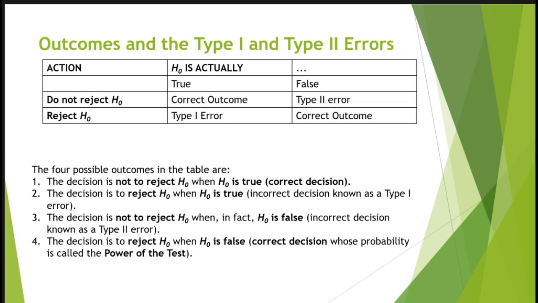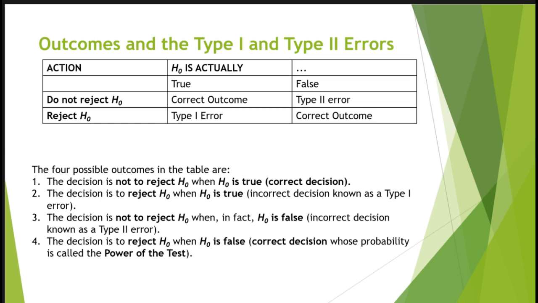true. So this would be a correct decision. Then the decision could also be to reject the null hypothesis when the null hypothesis is true, and this would be an incorrect decision, and that's a type 1 error. Then we could have the decision is not to reject the null hypothesis when in fact the null hypothesis is false. So this is an incorrect decision, and it's a type 2 error.